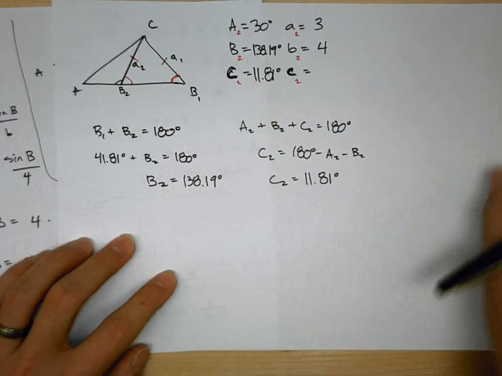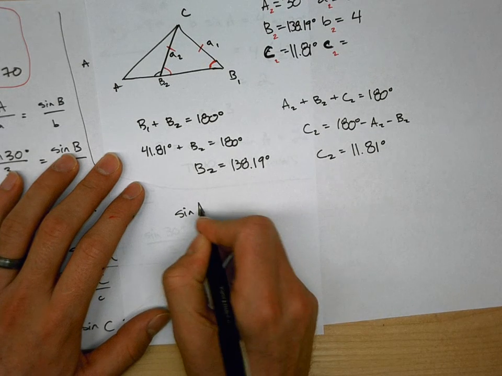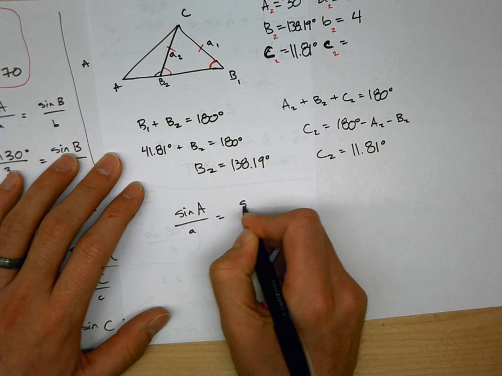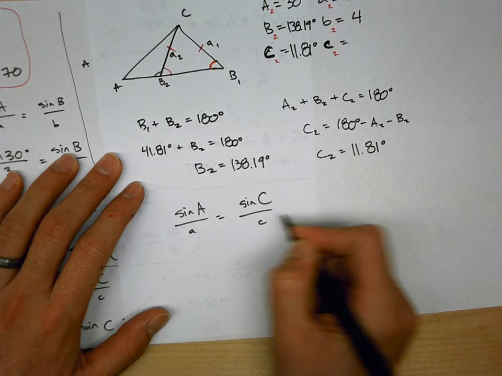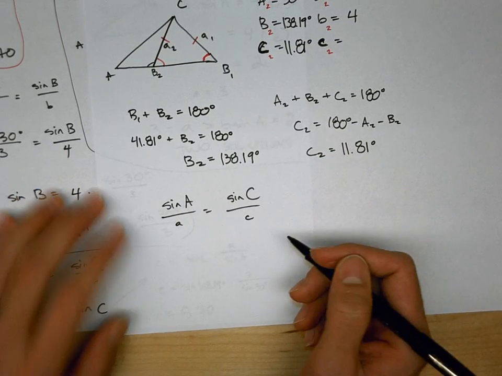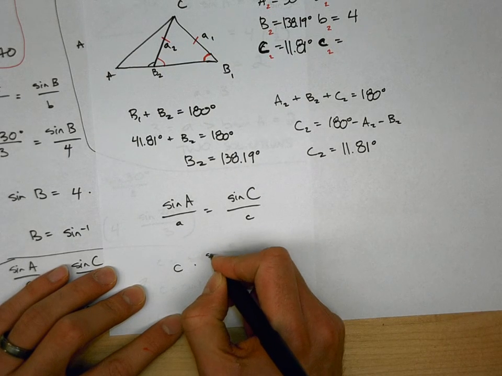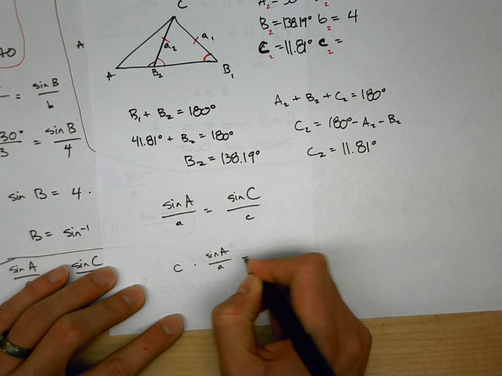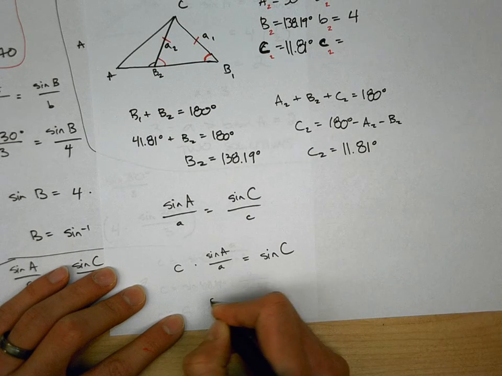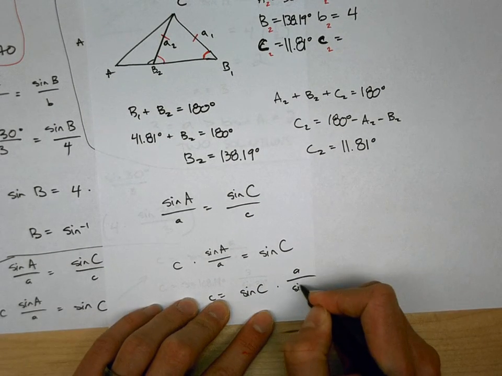So we can use the law of sines again. We have sine of big A over little a equals sine of big C over little c. And we can solve for little c again. So again, we'll get c times sine of a over a equals sine of c. And so c equals sine of c times a over sine of a.